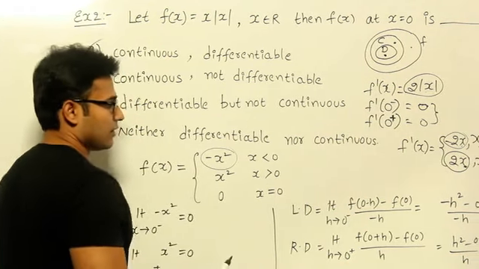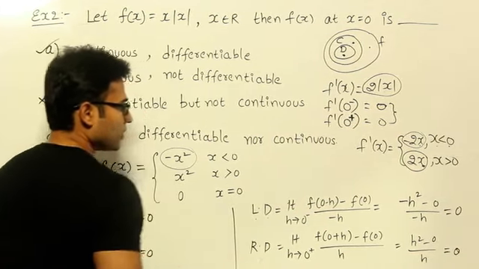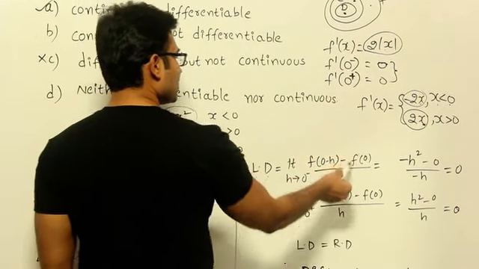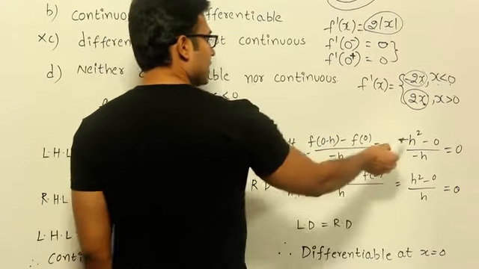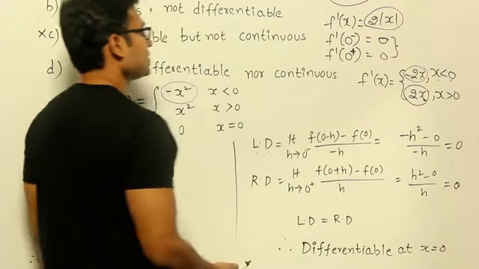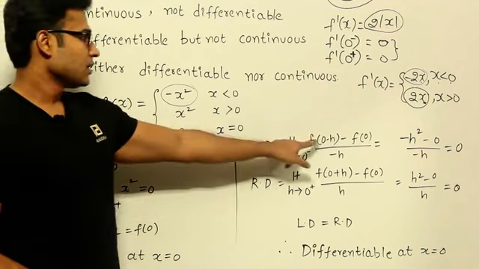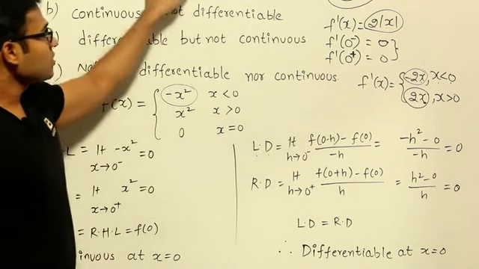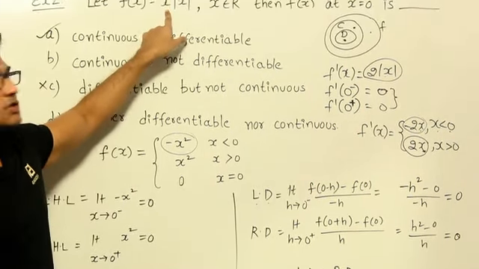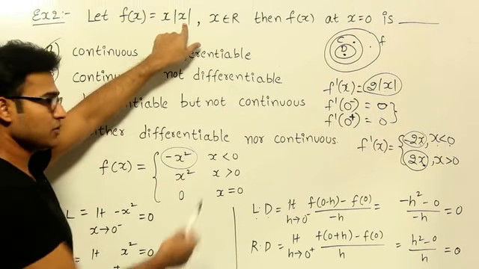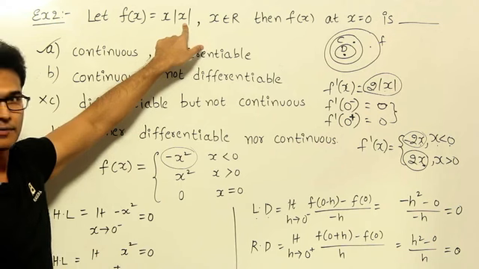So what is it? Now the left derivative is going to be the limit as h tends to 0 minus of f of 0 minus h minus f of 0, divided by minus h. It is going to be minus h square. Why minus h square? You are going to substitute minus h in place of x. So minus h into mod minus h. We know that h is a small positive number, right?